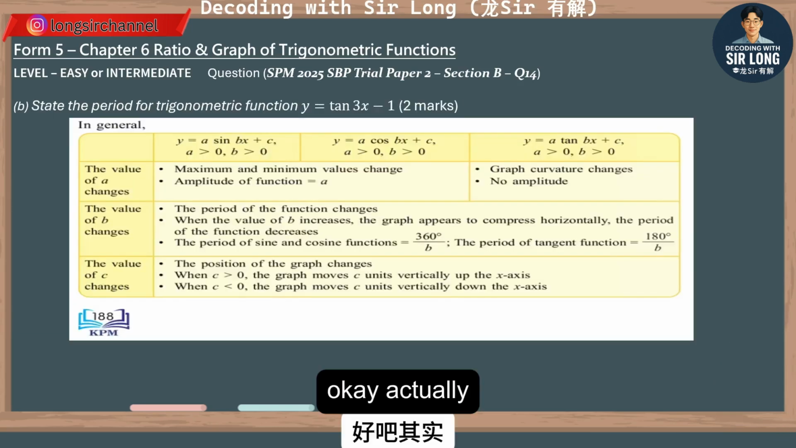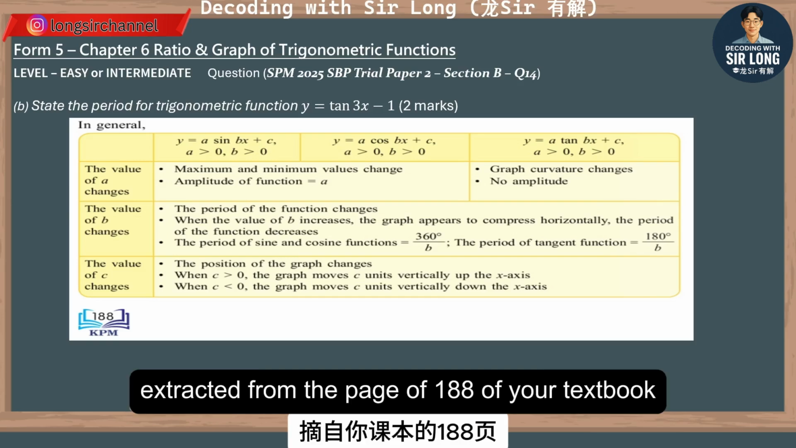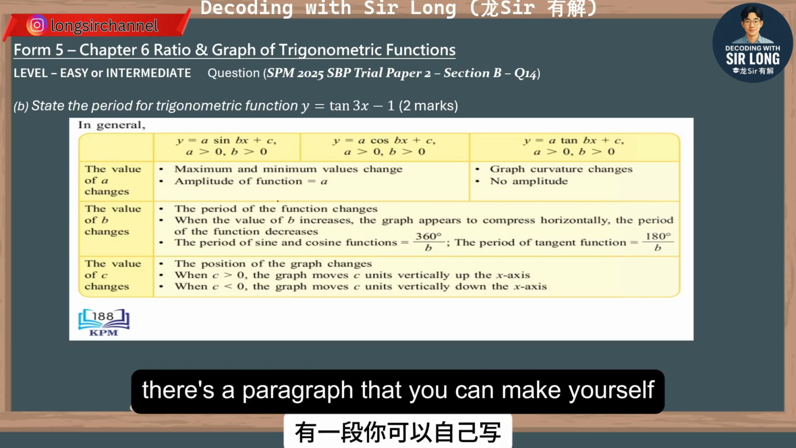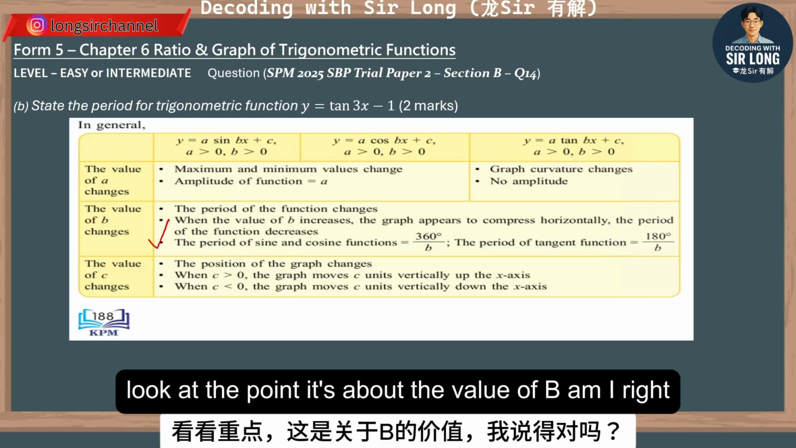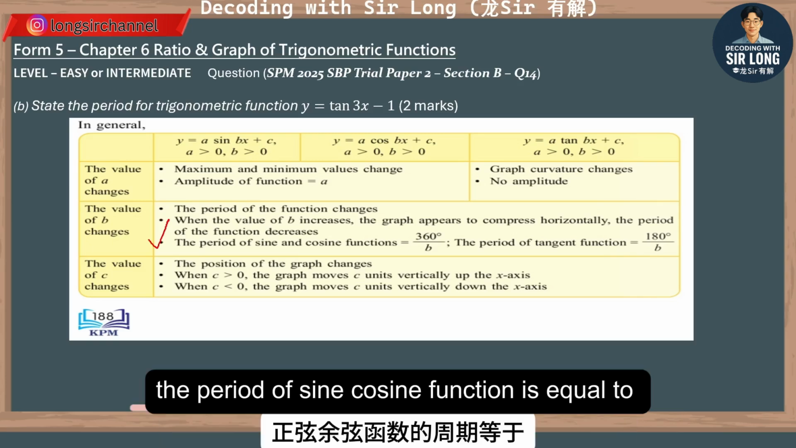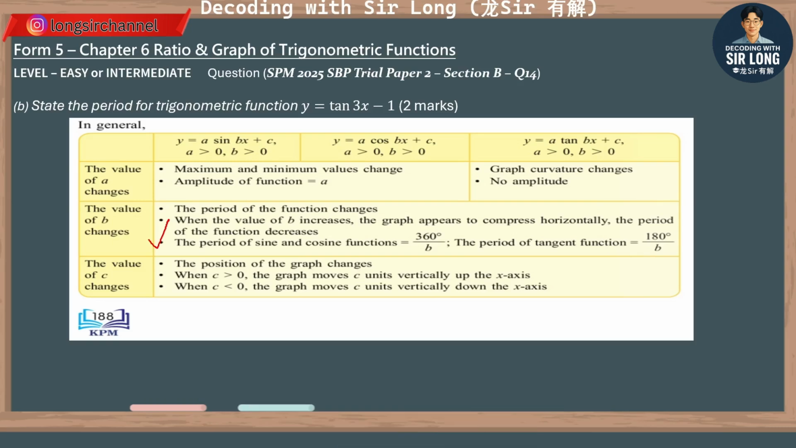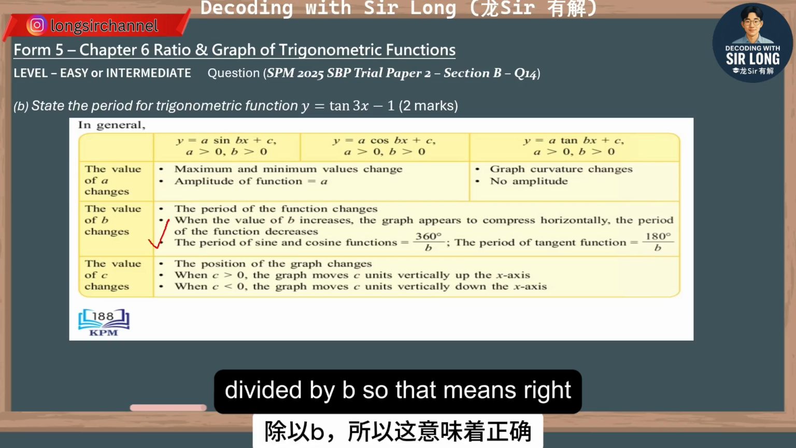Okay, actually, this is the page that I have extracted from page 188 of your textbook. And look here, there's a paragraph that you can use to make yourself clear on how to find the period for tangent. It's about the value of b, am I right? The period of sine and cosine function is equal to 360 degrees divided by b, and the period of the tangent function is equal to 180 degrees divided by b.